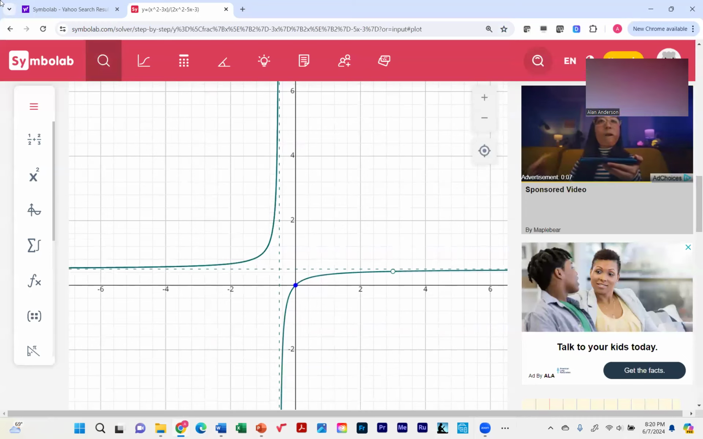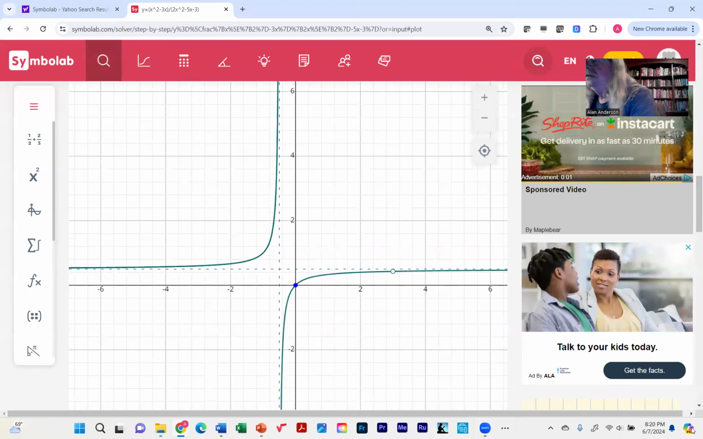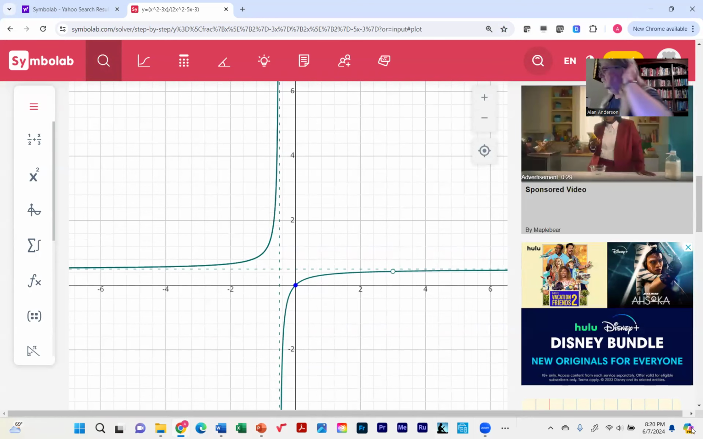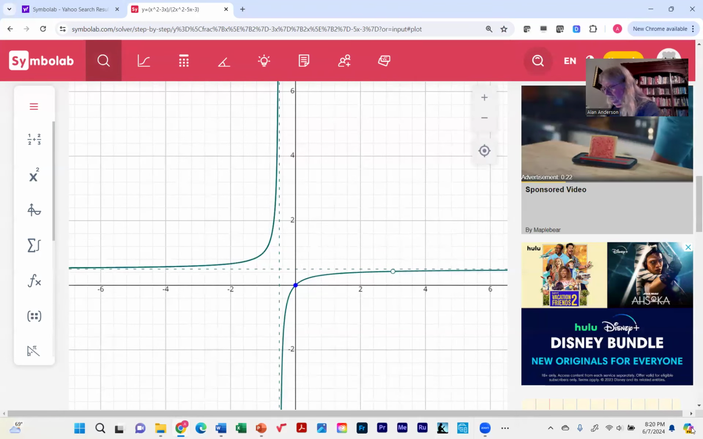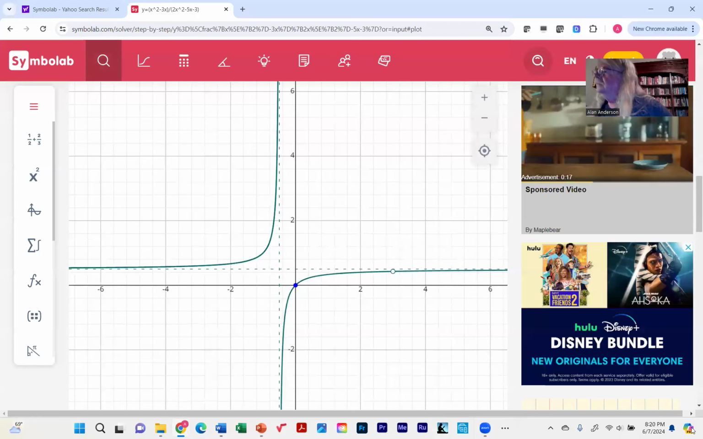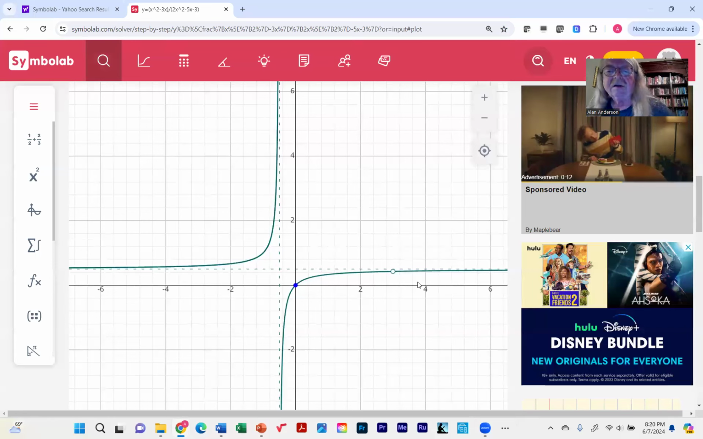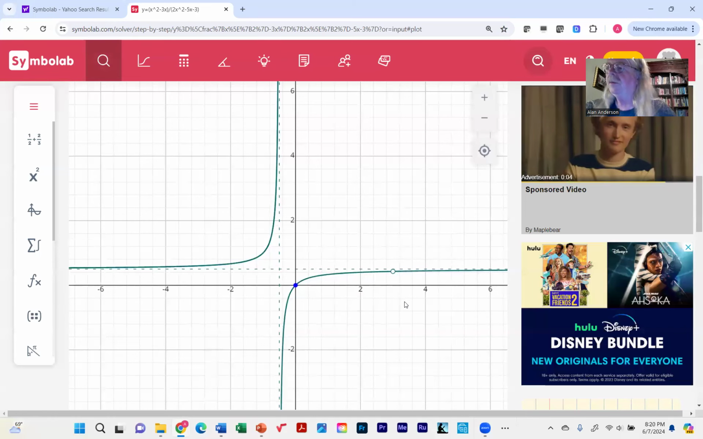My pen seems to have rolled away. Ah, here we go. Okay. So yes, I just wanted you to see right here. Here's the hole. So when x equals 3, the function is undefined. Okay. And that's exactly what we would have expected.